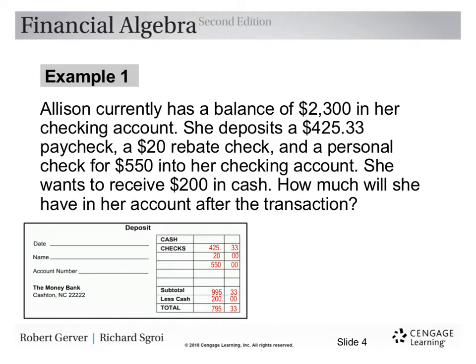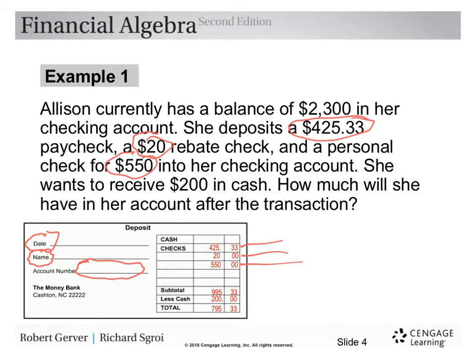All right, so here's a typical deposit slip. Notice it has a place for the date, a place for the individual's name, and it also has a place for the account number to go right here. All right, so she's going to deposit a check for $425.33. So notice that's right here, okay? There's your check for $425.33. Next is a $20 rebate check, and that's shown right there. And then lastly, a personal check for $550, and that is located right there.